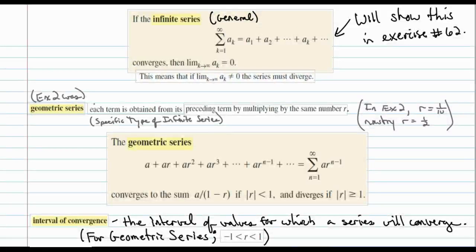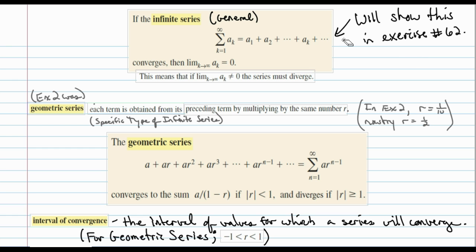This is the screencast for section 9.1, example 3. Alright, so let's look over a few things. First of all, an infinite series in general, we've already defined. And then if it converges, the limit as k approaches infinity of a sub k equals 0. In other words, the tail end of this will approach 0, as we saw in the previous example. Each term gets closer and closer and closer to 0.